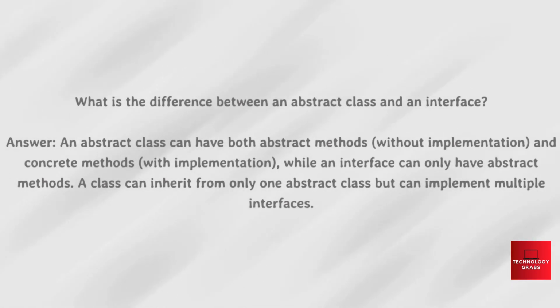What is the difference between an abstract class and an interface? Answer: an abstract class can have both abstract methods (without implementation) and concrete methods (with implementation), while an interface can only have abstract methods. A class can inherit from only one abstract class but can implement multiple interfaces.